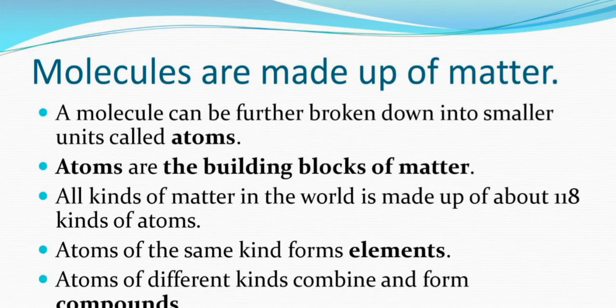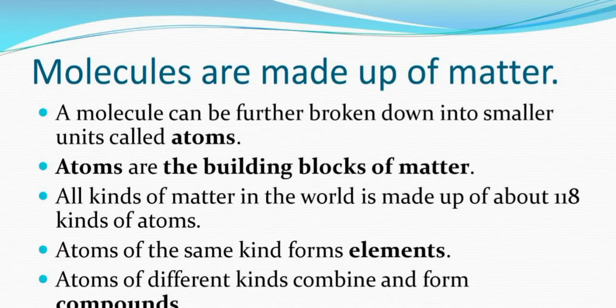Molecules are made up of matter. A molecule can be further broken down into smaller units called atoms. These atoms are called the building blocks of matter. All kinds of matter in the world are made up of about 118 kinds of atoms. Yes, in your book it is given as 117, but it is 118 kinds of atoms.